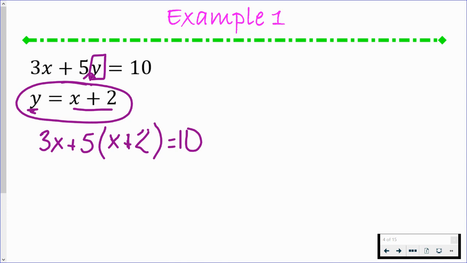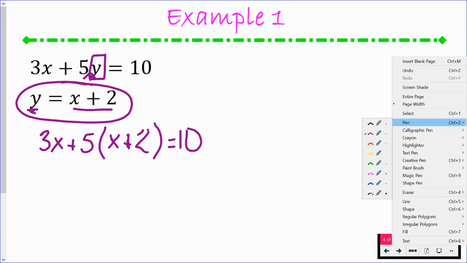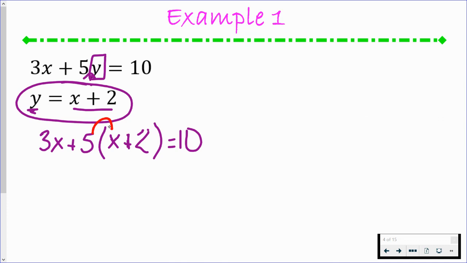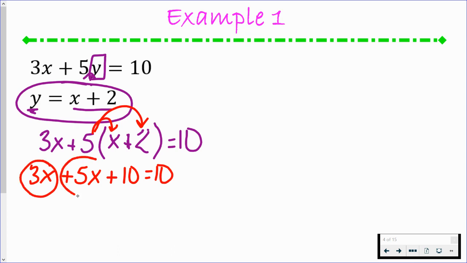Now you're just going to start simplifying and cleaning it up. I'm going to distribute the 5 to both x and 2. So I bring down my 3x. 5 times x is 5x, and 5 times 2 is 10, equals 10. Again, continue cleaning up. I notice this 3x and 5x are like terms, so I'm going to combine them on that side. I'm going to get 8x plus 10 equals 10.